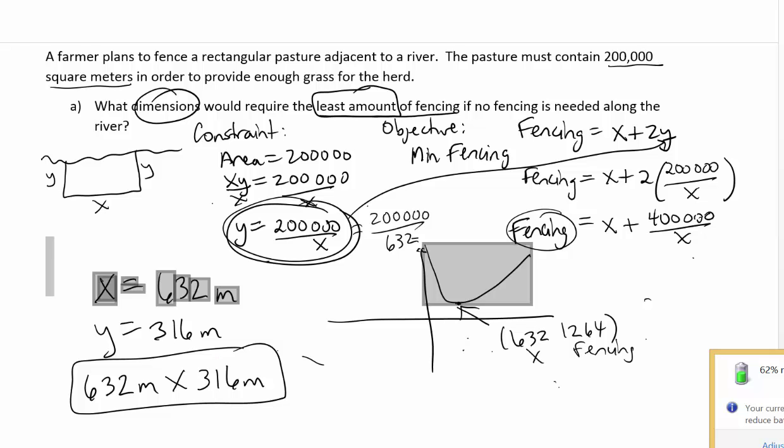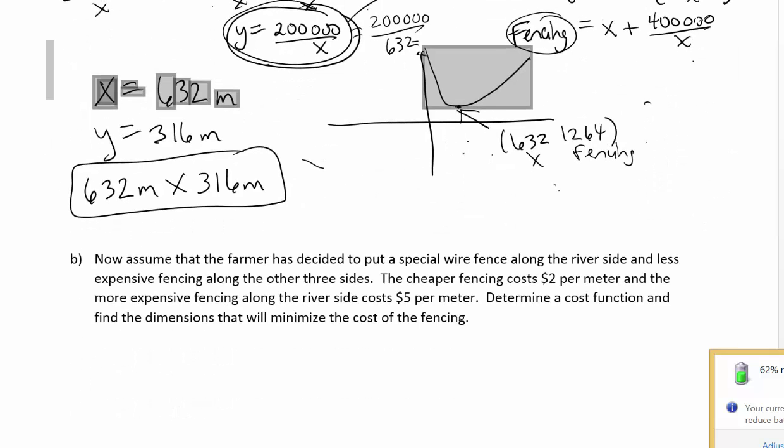Alright, so next, now we're going to assume that the farmer has decided to put a special wire fence along the riverside and less expensive fencing along the other 3 sides. The cheaper fencing costs $2 per meter, and the more expensive fencing will cost $5 per meter. Determine a cost function and find the dimensions that will minimize the cost of the fencing.